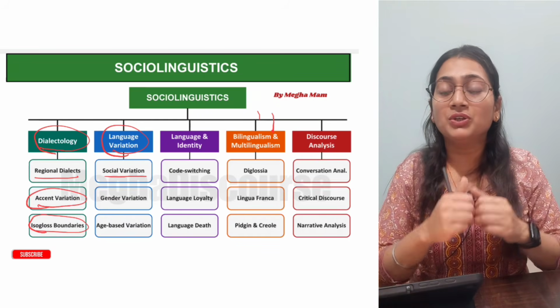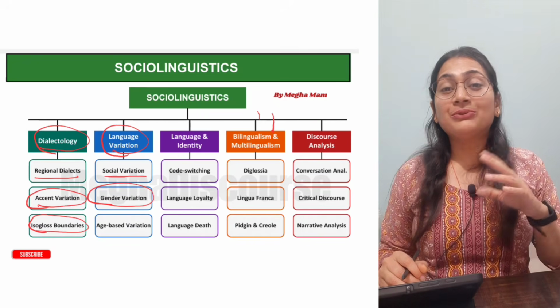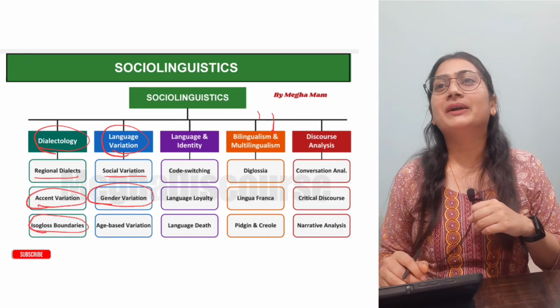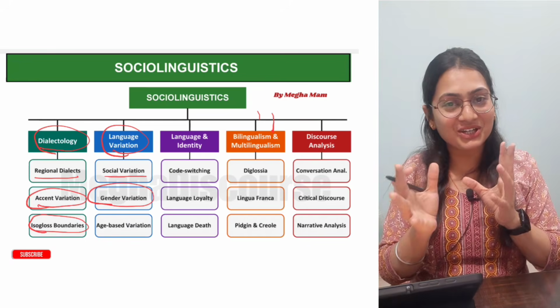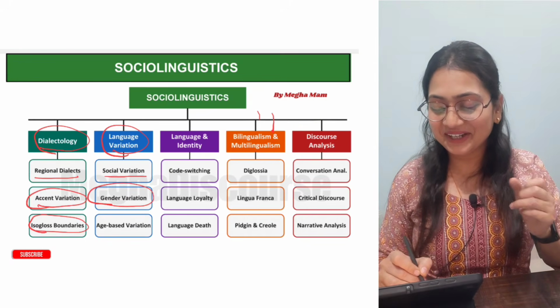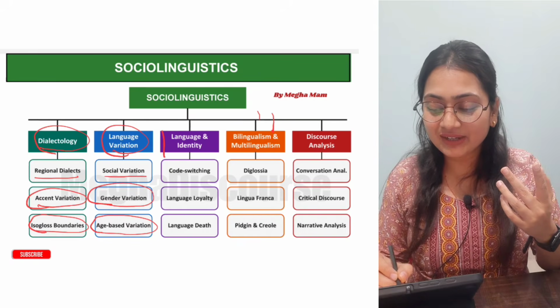Like I have given you about age variation. Gender variation: for example, females say sorry after sneezing, but many men do not say sorry. So this is called gender variation. This is only for understanding. Now we have age based variation. Similarly, we have language and identity.